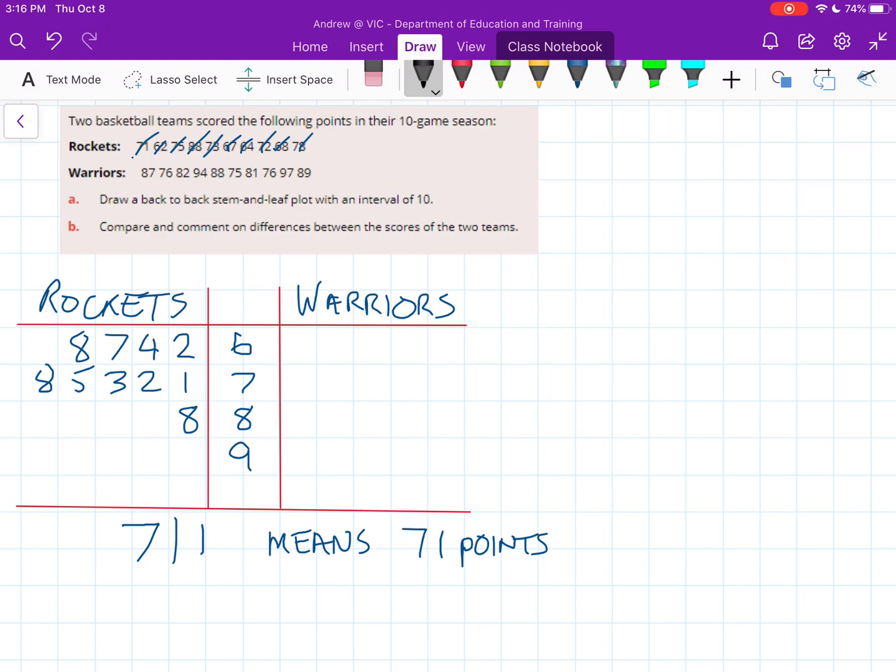Now we're going to move on to the Warriors. We find their smallest score, which here is 75, and then they've got another with 76, so we're going to put them down. Just take note that all my data lines up, so there's one value in this column, another value in that column. Make sure that all your data is lining up equally with the one above it. It's really handy if you are doing this on grid paper like I am.